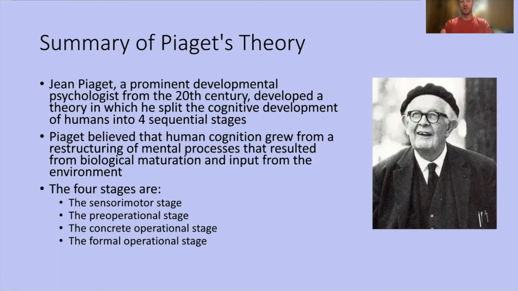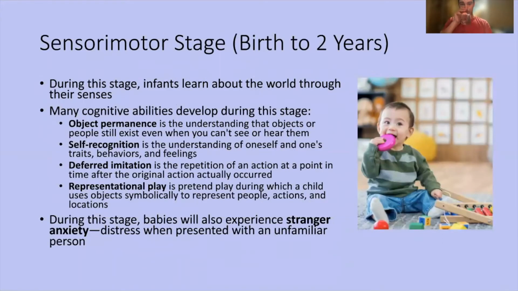He was really one of the first people to believe that their minds actually work differently, and that throughout their life they would acquire more matured mental processes as they aged. The 4 stages that he divided child development into are the sensory motor stage, the pre-operational stage, the concrete operational stage, and the formal operational stage.